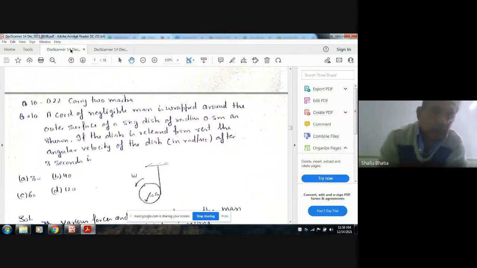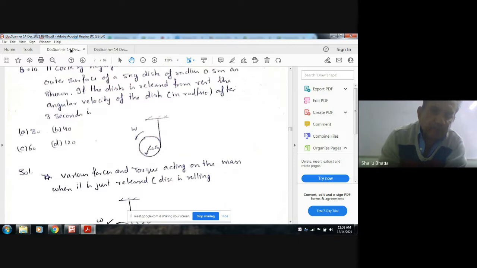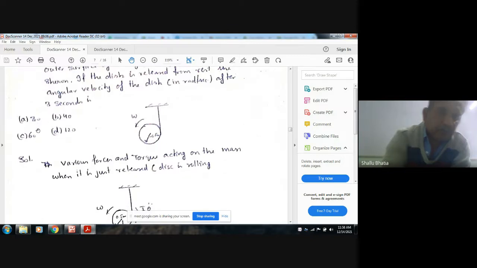Question 10 to question 20 carry 2 marks. A cord of negligible mass is wrapped around the outer surface of a 5 kg disc of radius 0.5 meter as shown. If the disc is released from rest, the angular velocity of the disc in radian per second after 3 seconds. So this is the disc and its radius is 0.5 and it is released from this cord. Omega is angular velocity. You have to find out the angular velocity after 3 seconds.